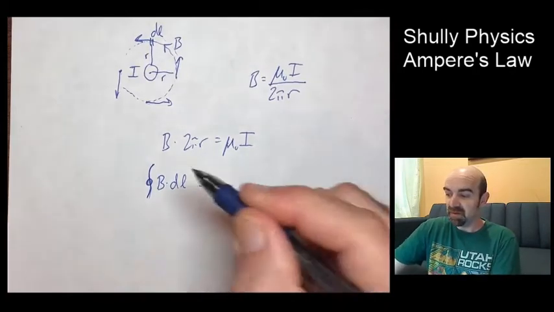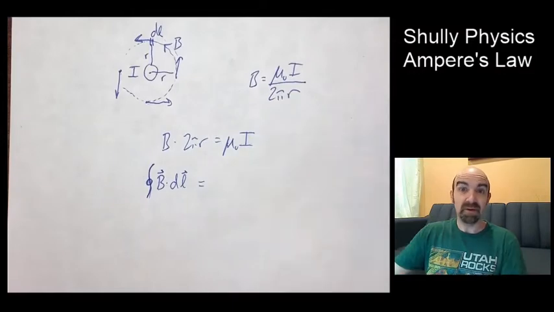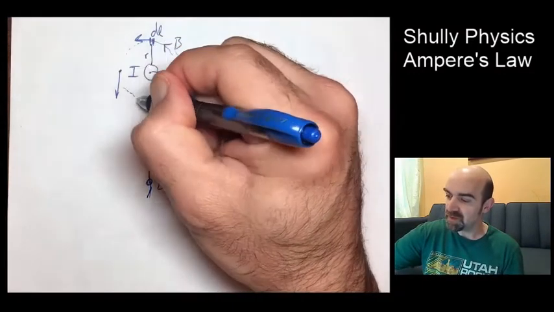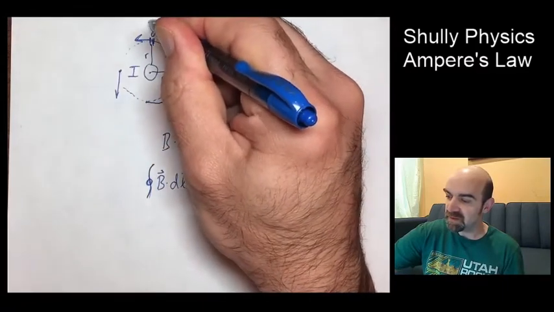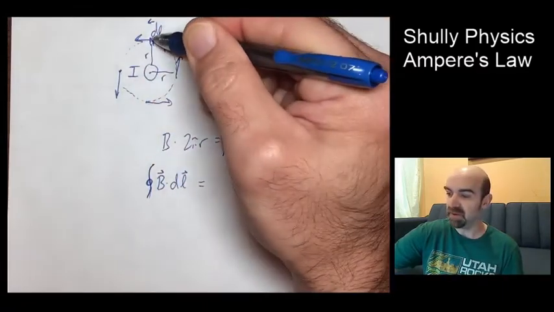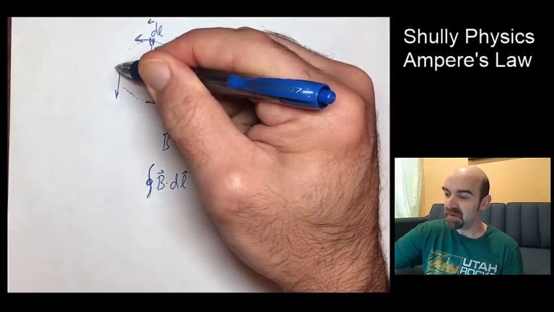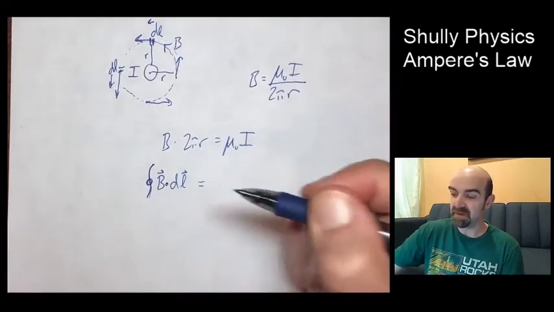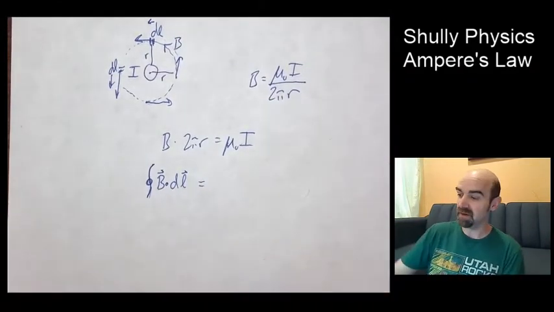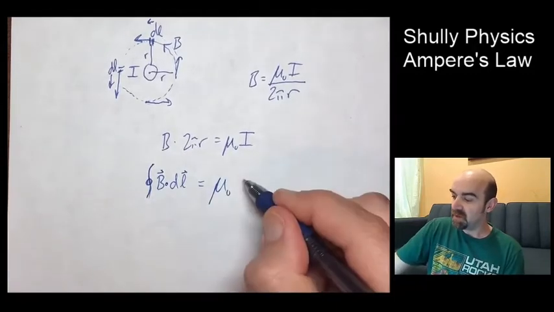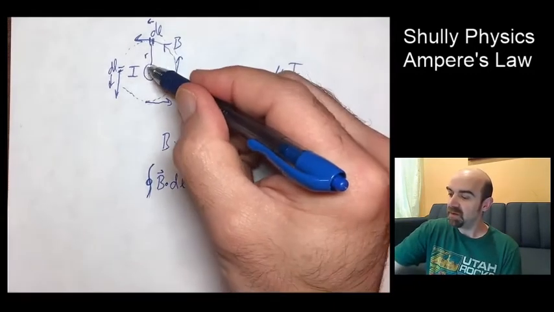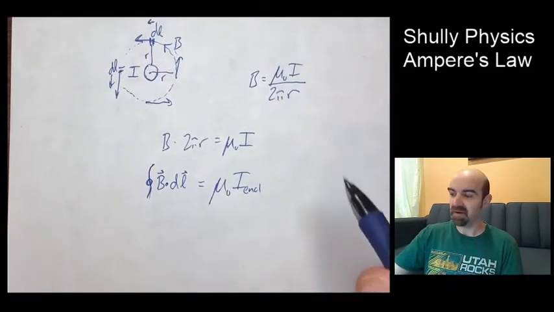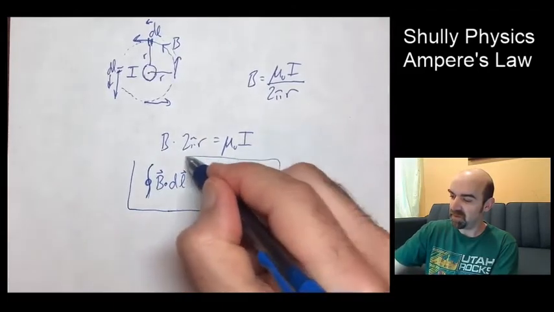Now this B and this L are both vectors. So if we look at the little length dl, as I go around the circle this way, the dl is in the same direction as the magnetic field at this point, and a little segment dl is in the same direction as the magnetic field at that point. So you'll see that this is the dot product, or the scalar product, of B dl. Now it'd be equal to mu naught times the I, the current that's enclosed in that plane. And what we have here is called Ampere's law.